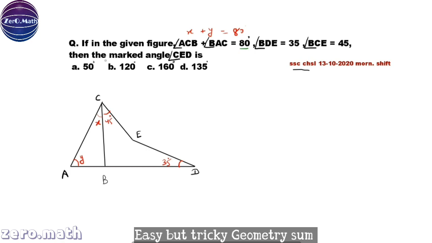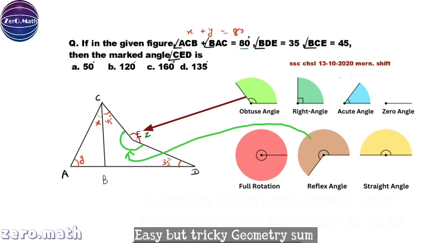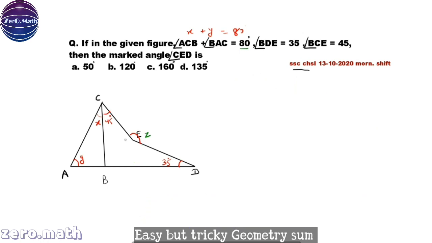Now what's asked in the question? The marked angle CED is how much? So this is your angle CED. Let's call it angle Z. Do you know why we picked this angle CED, which is the obtuse angle, and not the reflex angle? Obtuse angle is less than 180 and reflex angle is more than 180. If the question does not explicitly mention the type of angle, then you always pick up the obtuse angle. So we have to figure out obtuse angle Z.